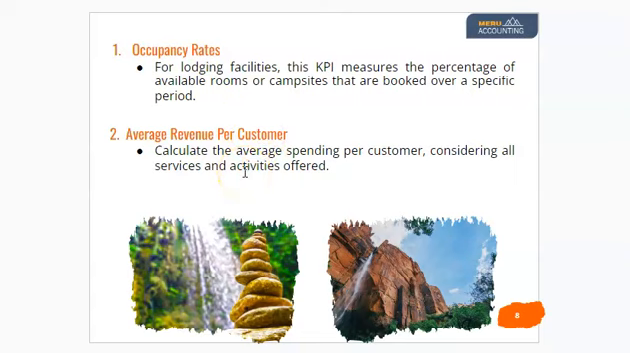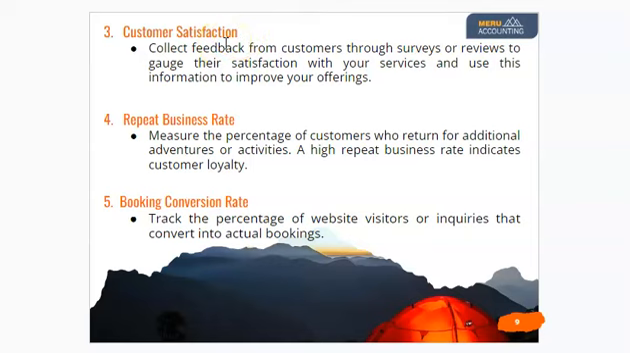This indicator will calculate the average spending per customer, considering all the services and activities that you may offer. Customer satisfaction indicator. This indicator will collect feedback from your customers through surveys or reviews from your sites to see how satisfied your customers are with your services, and you can use this information to improve your next services. Repeat business rate. This indicator will measure the percentage of your customers who return for additional adventures or activities, and a high repeat business rate can indicate your customers' loyalty and satisfaction level with your services. Booking conversion rate.